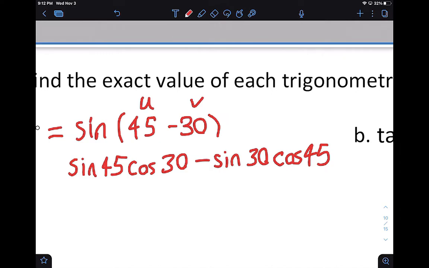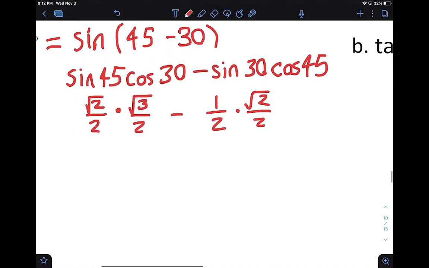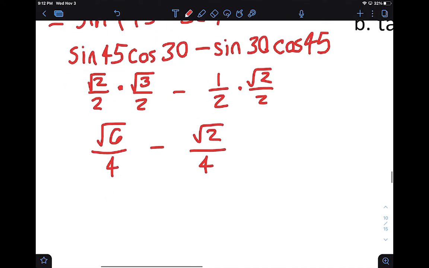I have off screen what that's going to come out to from the unit circle. Sine of 45, that on the unit circle is the y value, it's root 2 over 2. Cosine of 30 is going to be square root of 3 over 2. The other side over here, sine of 30, that's going to be 1/2 on the unit circle. So we'll do minus 1/2, and then cosine of 45, that'll be root 2 over 2. And when you're multiplying fractions, you multiply the numerators and you multiply the denominators. So that'll come out like that right there.